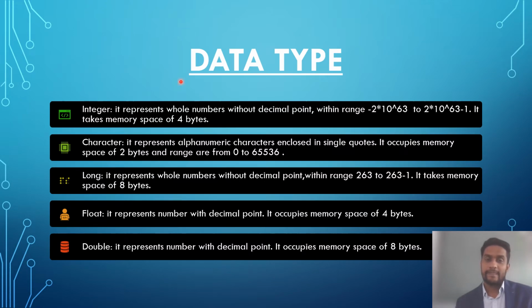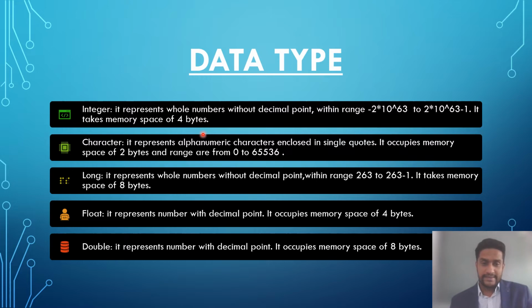Data types. What are data types? Let's see. Integer. It represents whole numbers without a decimal point, with a range from minus 2 into 10 to the power 63 to 2 into 10 to the power 63 minus 1. It takes a memory space of 4 bytes. So integer data types hold only integer values, from negative integers to positive integers, and it holds a memory space of 4 bytes.